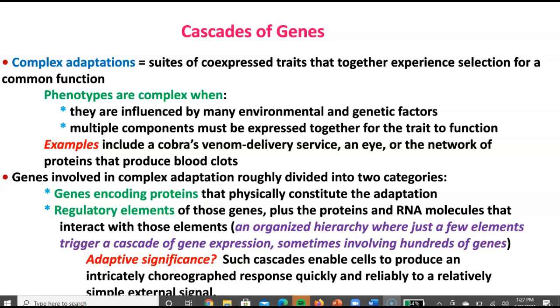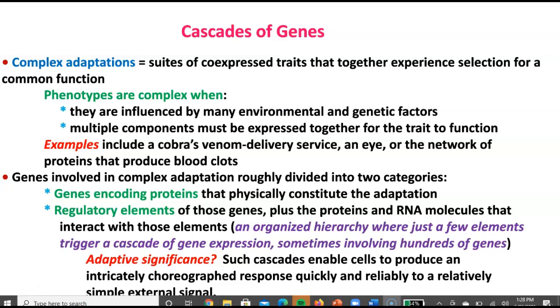And B, or the second blue asterisk, multiple components have to be expressed together at the same time for the trait to function and work. So examples include a cobra's venom delivery system, or rattlesnake, or other snake. An eye, which I mentioned on the first slide. Or the network of proteins, for example, that produce blood clots.